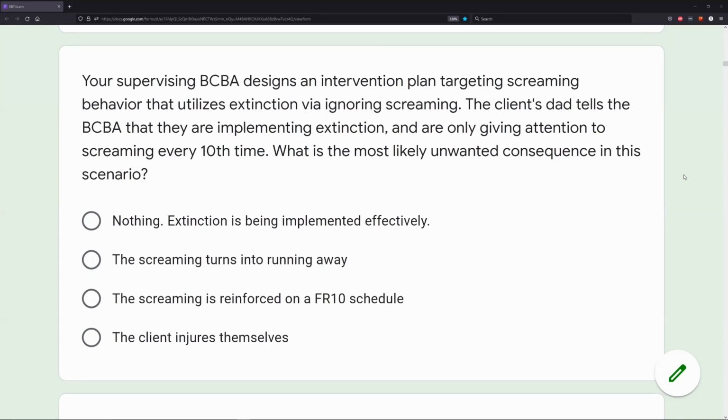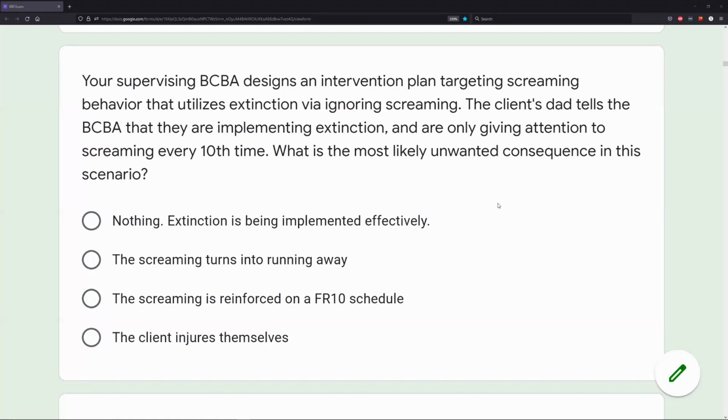So what's happening now? The client is now screaming once, twice, 10 times before getting reinforcement. That reinforcement schedule is now shifting, okay, to where the client has to scream a lot to get reinforcement. It's not what we want, okay? So what is the most likely unwanted consequence in the scenario? A, nothing. Extinction is being implemented effectively. Well, we don't know if it's effective or not. We don't know what's happening to the behavior. However, we know it's not consistent, okay? And we need extinction to be consistent.